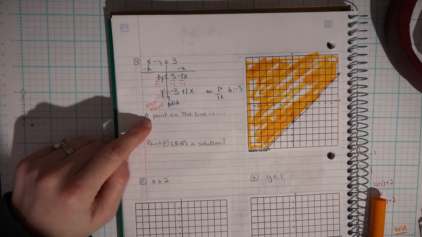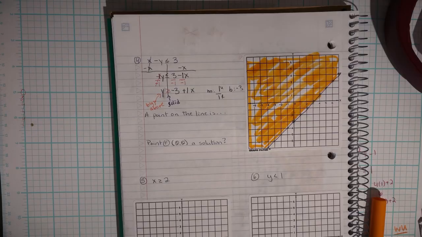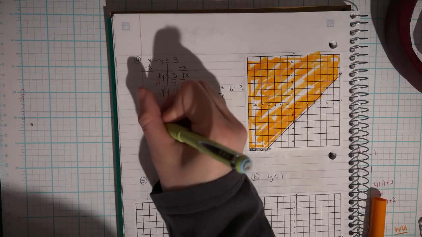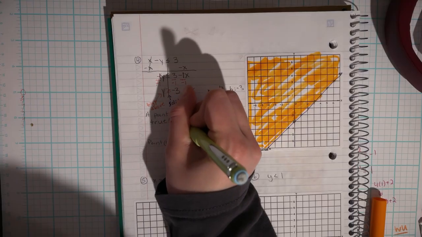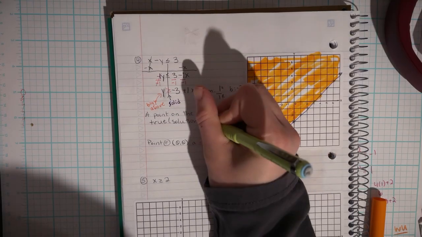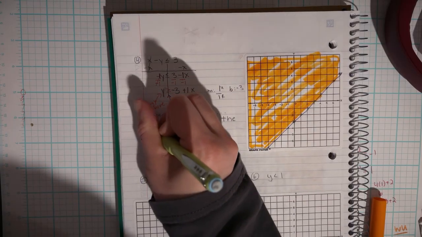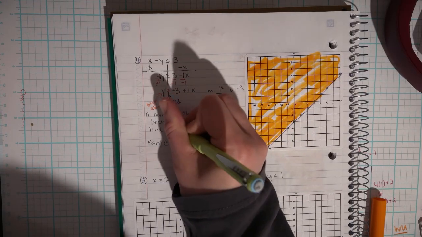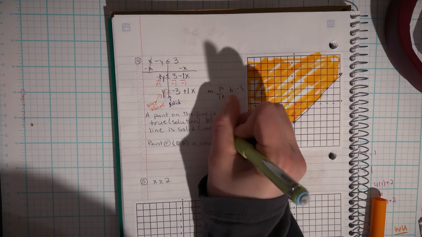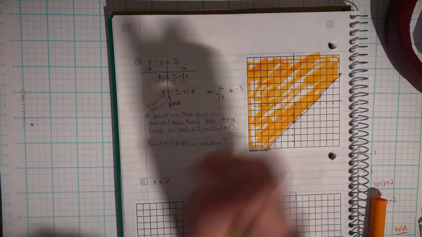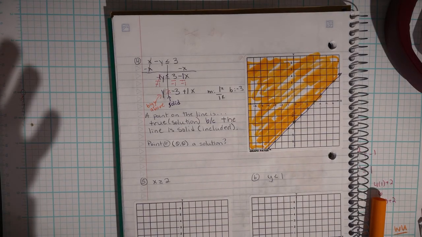Okay, now a point on the line. So a point on this line would be true, or a solution if you would, because the line is solid, or you could also say included. All right, if you got an included line, you got an included solution on that line.